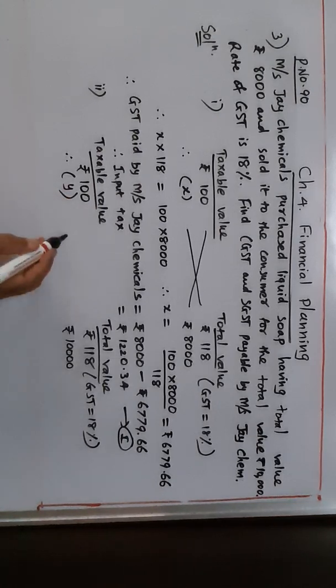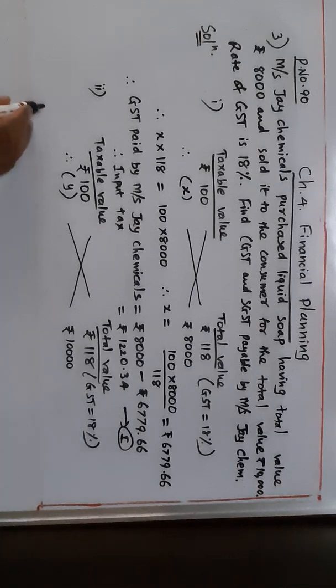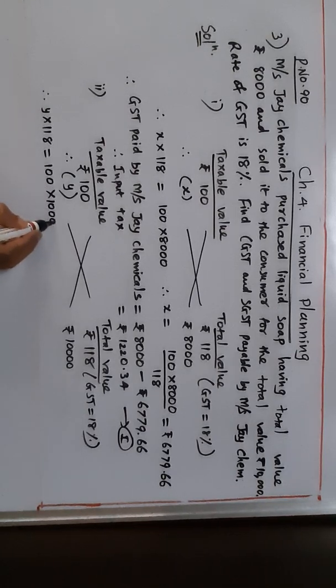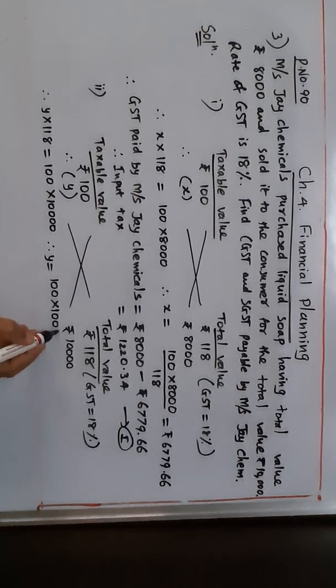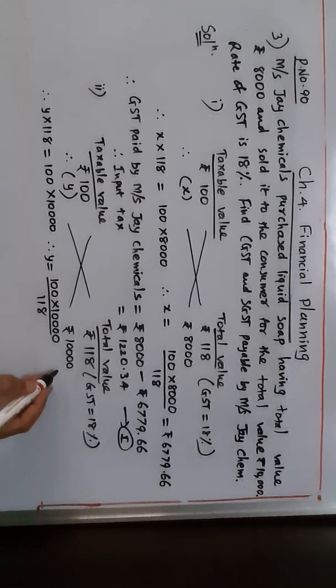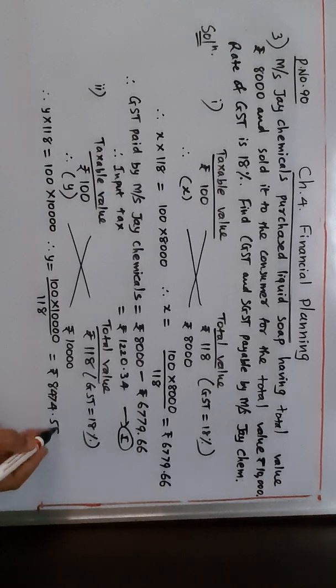Understand? So here we have to find y by cross multiplying as we did earlier. So I will write y into 118 is equal to 100 multiplied by 10,000. Therefore y will be equal to 100 multiplied by 10,000 upon 118. According to the textbook, the answer given is rupees 8474.58. So this is the taxable value of the goods charged to the customer.